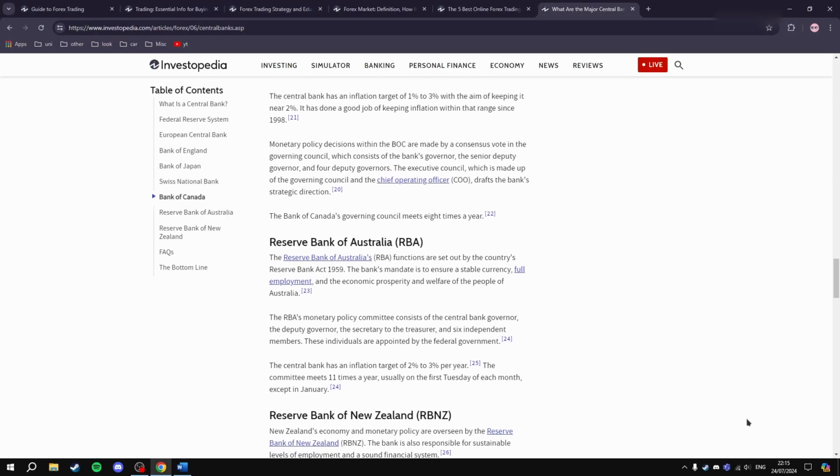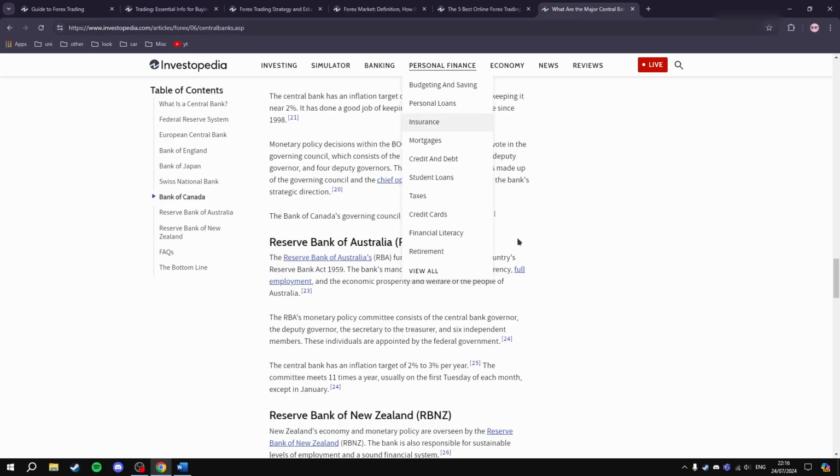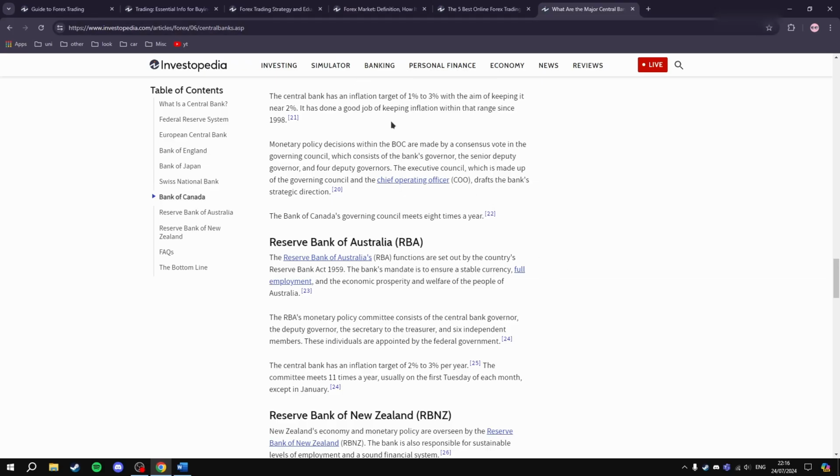The central bank has an inflation target of 1% to 3% with the aim of keeping it near 2%. It has done a good job of keeping inflation within that target range since 1998.